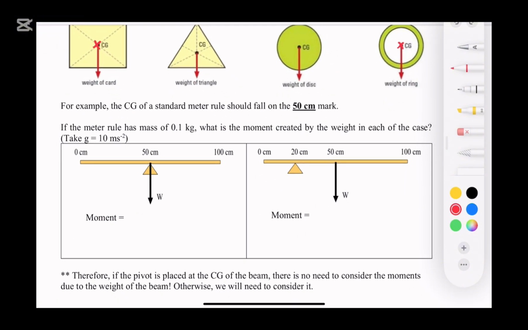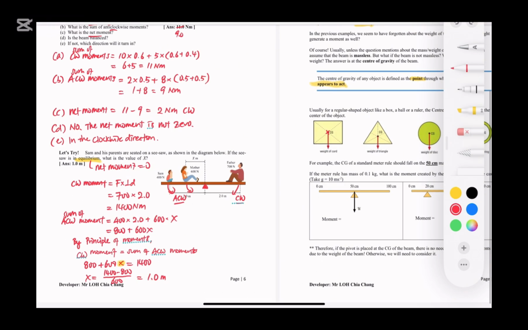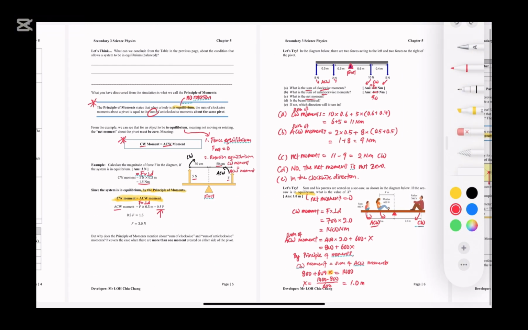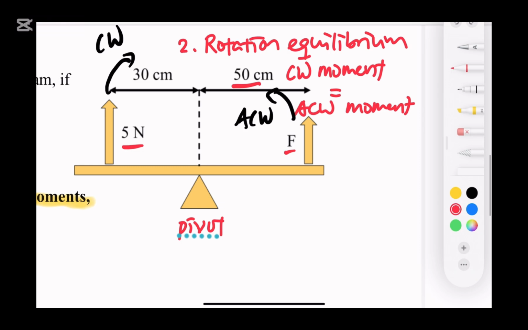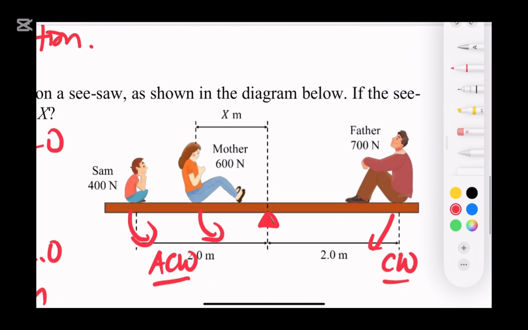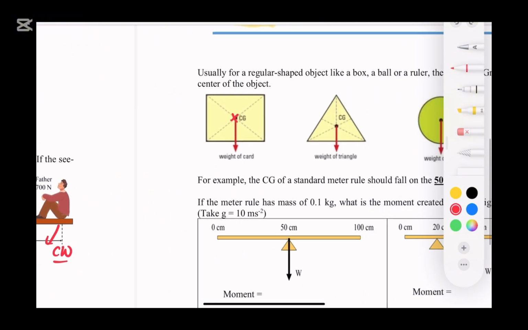So why are we talking about this? Because in the previous examples that we dealt with, all the horizontal planks, or the seesaw in this case, we did not take into consideration its own weight. Planks and seesaws like this, we know that they have their own weight, which is also a force. That means if we take into account the weight of the plank itself, then we may end up with another force and another moment to deal with.